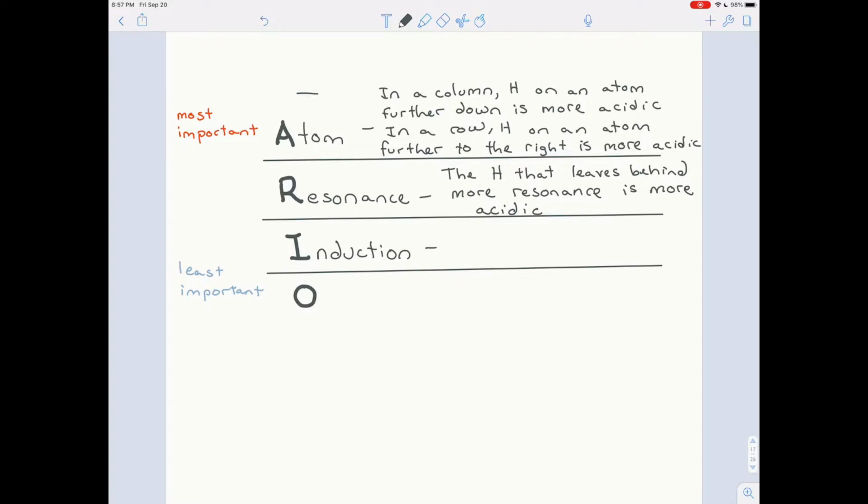But in general with REO, first you want to consider the atom. Only if the atom ties would you consider resonance. Only if the resonance ties, the amount of resonance ties, would you consider this new factor, which is induction. And the idea here is that the hydrogen that has the most electronegative atoms the closest to it is most acidic.